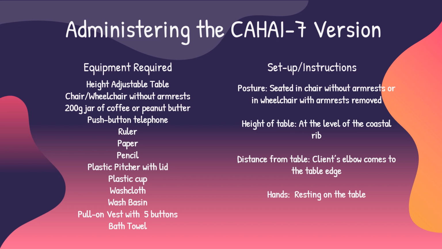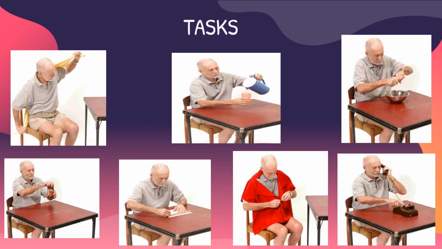The client may attempt each task twice. It is also important to note that every effort should be made to ensure that the client understands the task. So each task should be demonstrated once, twice if needed. The client may be cued to use both hands twice, and the client may be reminded not to rest their elbows on the table twice. The tasks included in the CAHI 7 are opening a jar of coffee or peanut butter, calling 911, drawing a line with a ruler, pouring a glass of water, wringing out a washcloth, buttoning up 5 buttons, and drying your back with a towel.